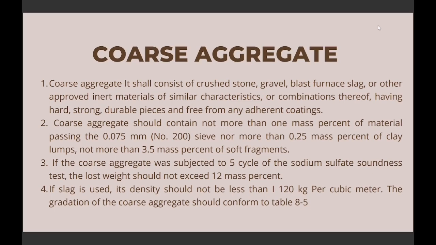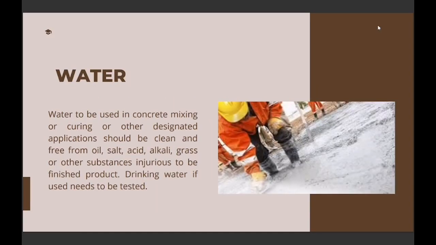percent of soft fragments. If the coarse aggregate is subjected to 5 cycles of the sodium sulfate soundness test, the loss rate should not exceed 12 mass percent. If slag is used, its density should not be less than 1,200 kilograms per cubic meter. The gradation of the coarse aggregate should conform to Table 311.5.